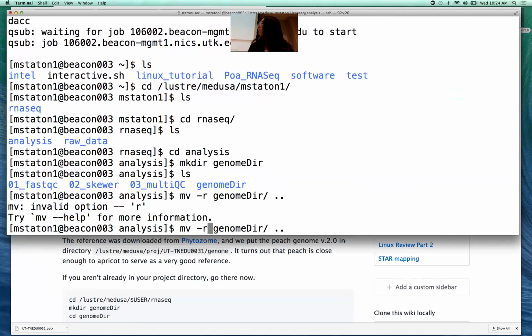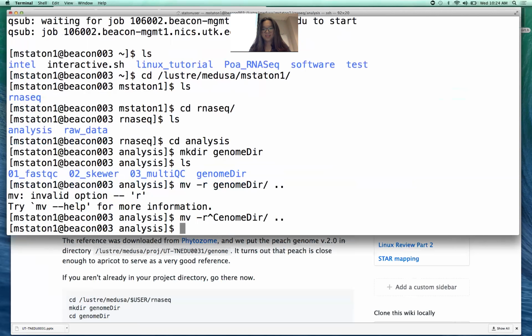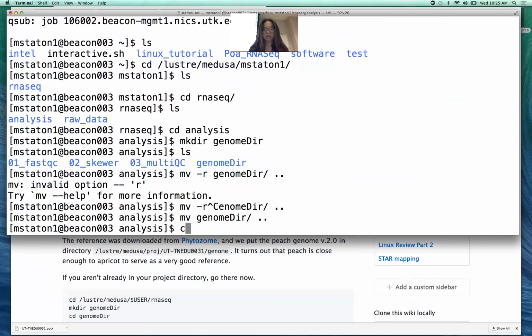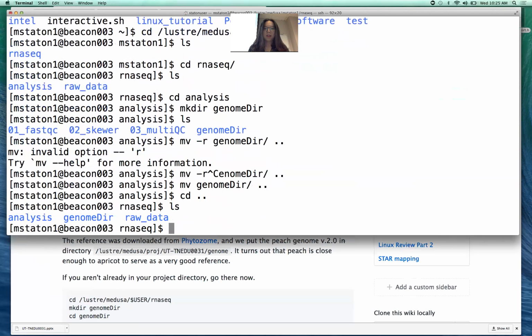Hit Control-C and try typing again. Whenever it hangs like that, I think it's actually a terminal sizing problem, not that the server is slow. Okay, so right now your genome directory is in the analysis folder. Everyone get that? It's in the RNA-seq folder.